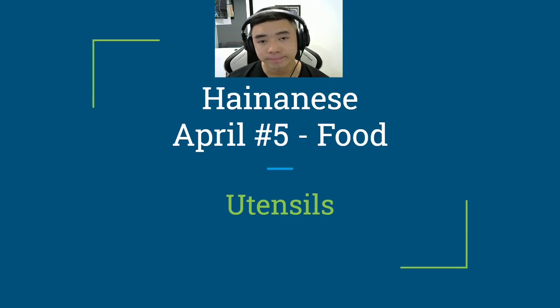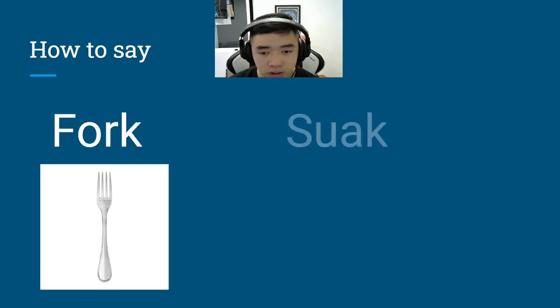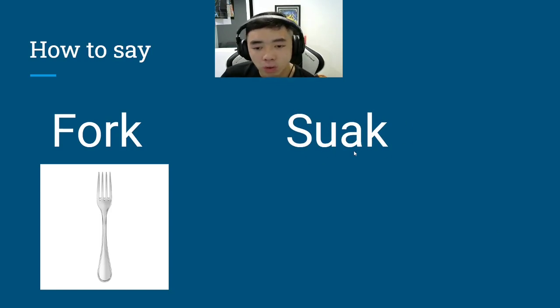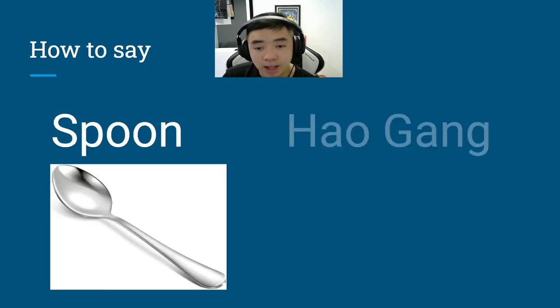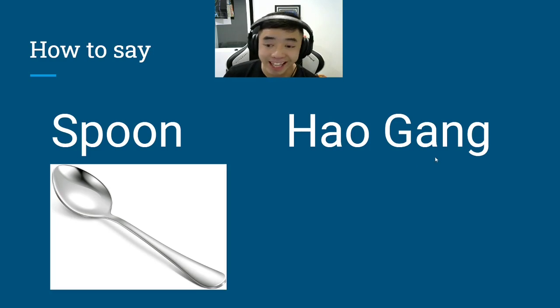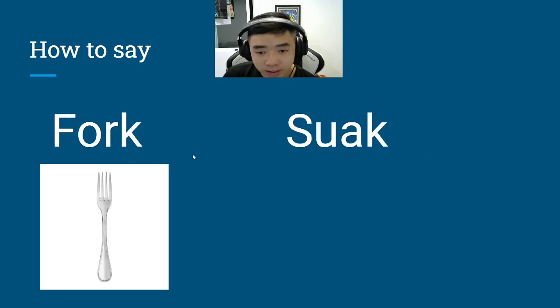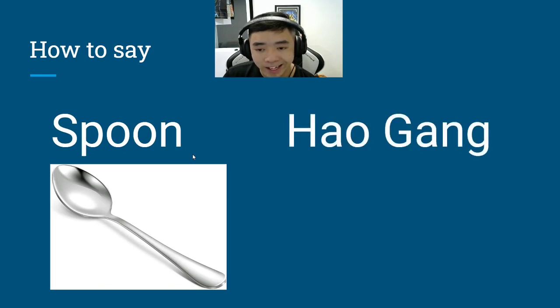So let's get started. Fork would be swak, swak, swak. Okay. Then we got spoon. Spoon will be hao geng, hao geng. It's almost like you're saying gang. Remember, fork is swak, spoon is hao geng.